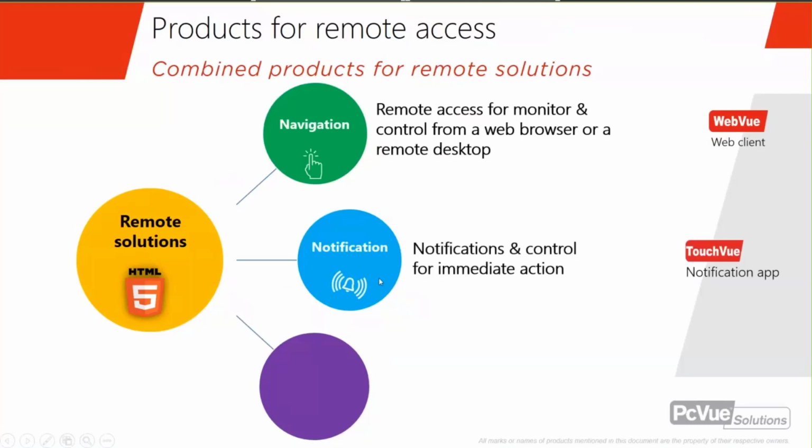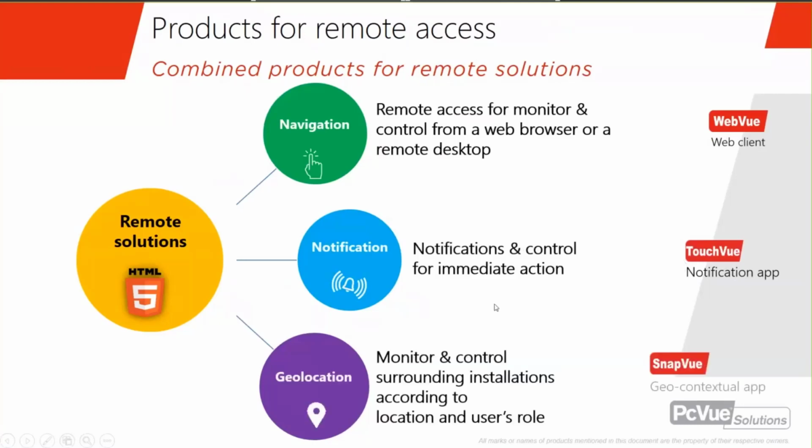There's a notification-based solution, to be notified and for immediate control and immediate action. Here we have a notification app, StageView. And finally, we have an app based on geolocation of the user, helping to monitor and control surrounding assets according to the location and the role of the user. This is SnapView.